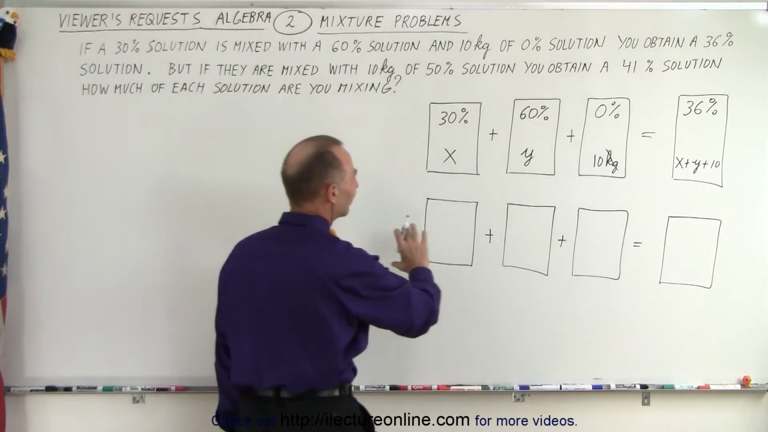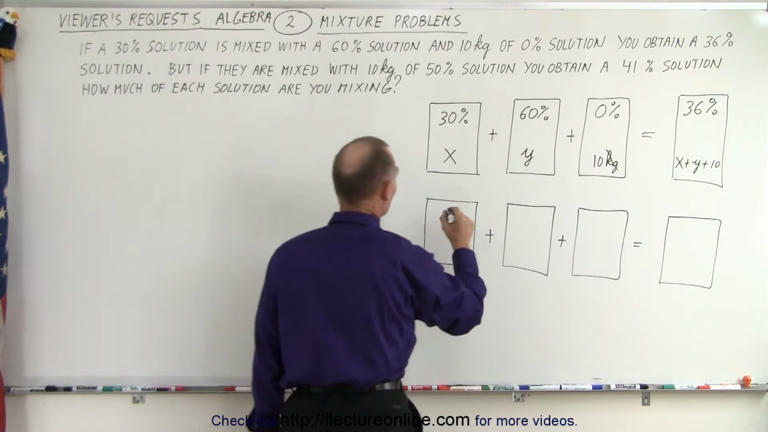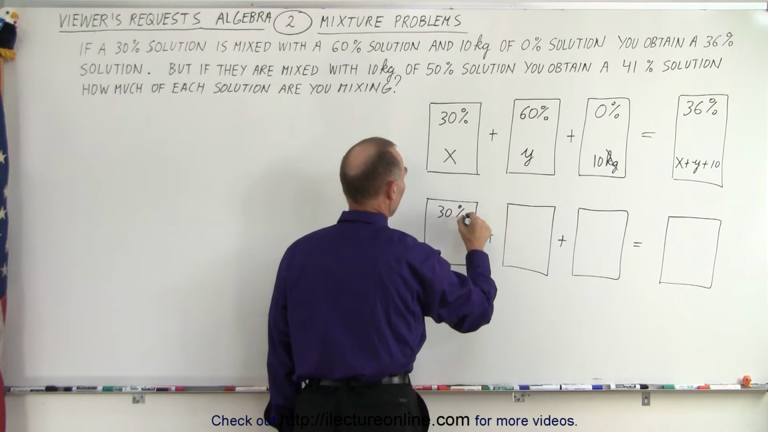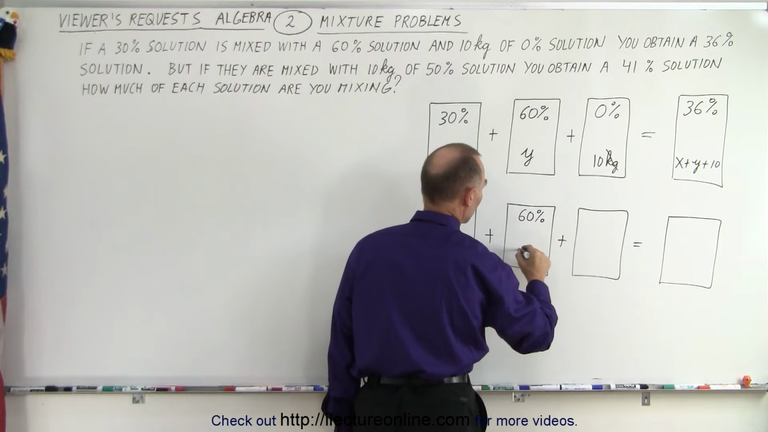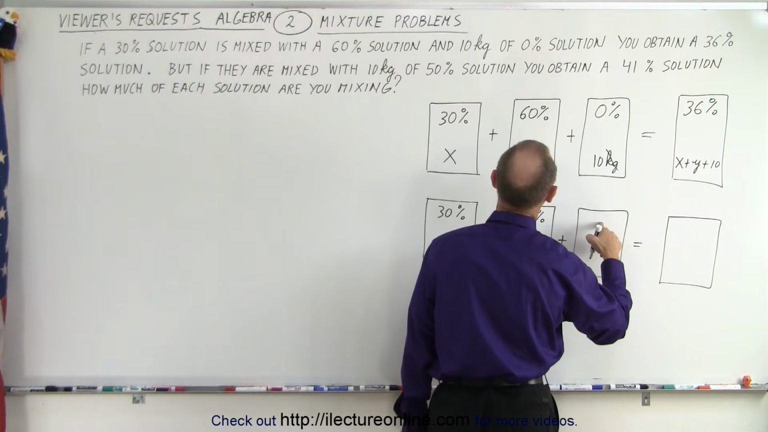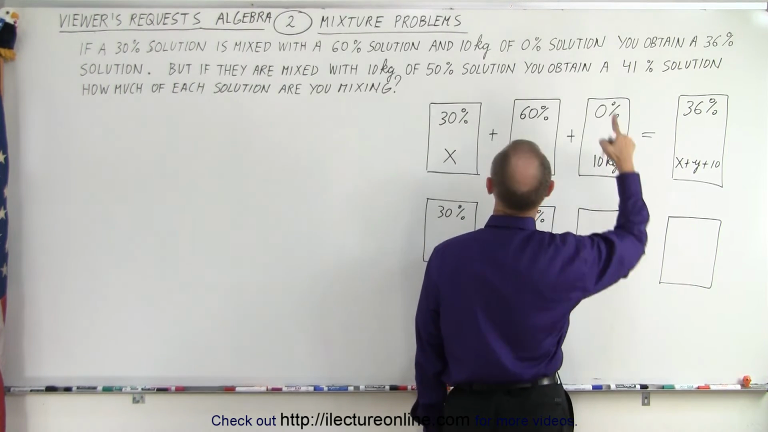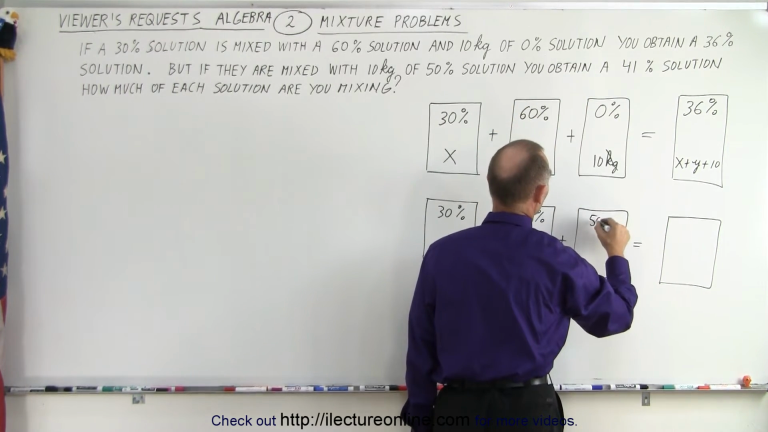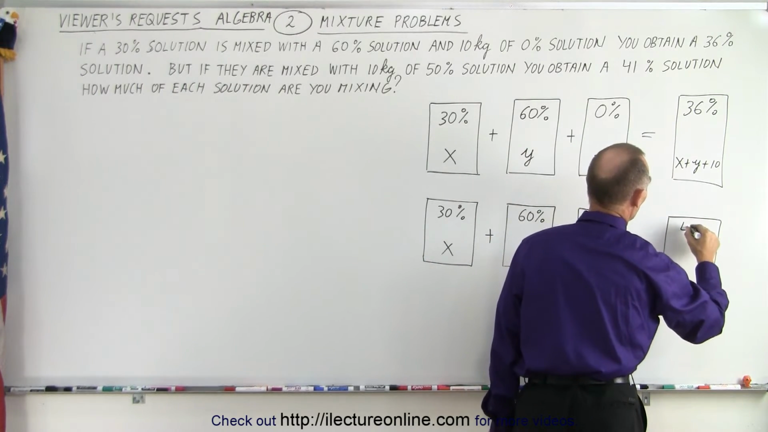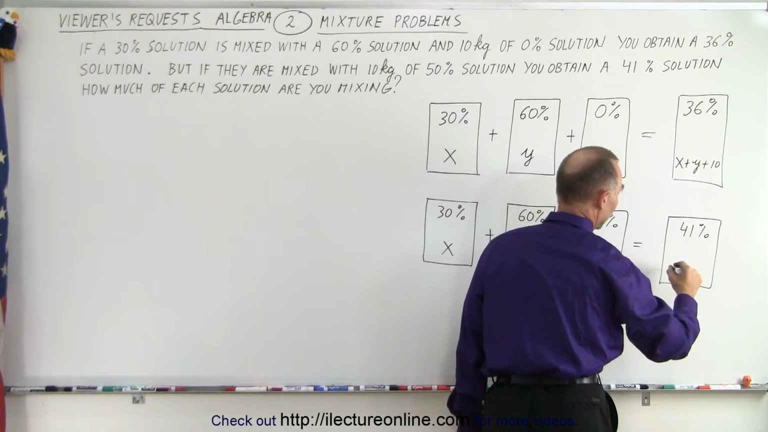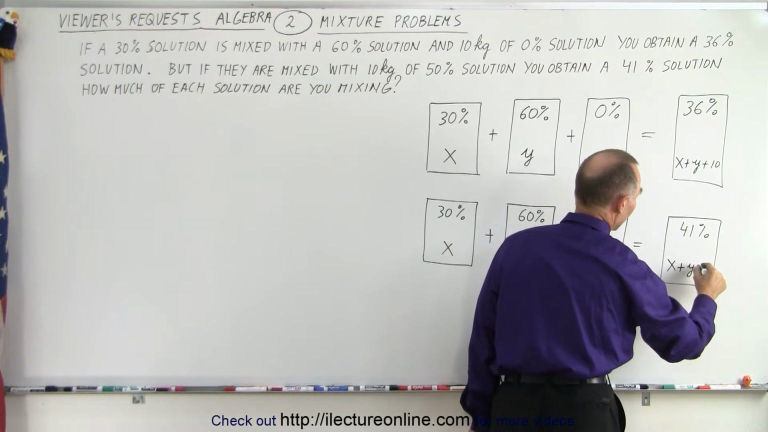Okay, then we have the second go around. Again, we have the 30% solution, and we use x amount of that. 60% solution, we use the y amount of that. And then the third solution now is a 50% solution, and we use 10 kilograms of that, and we end up with a 41% solution, and the total amount is still going to be x plus y plus 10.